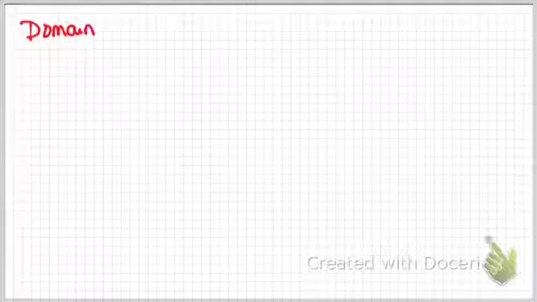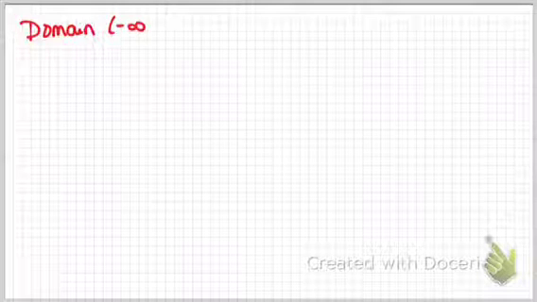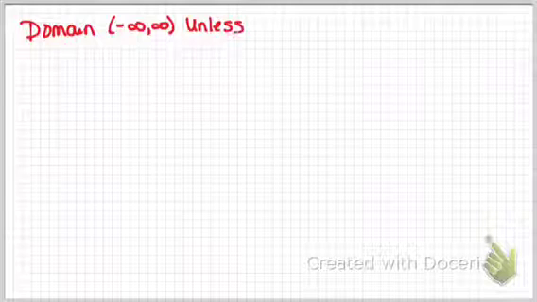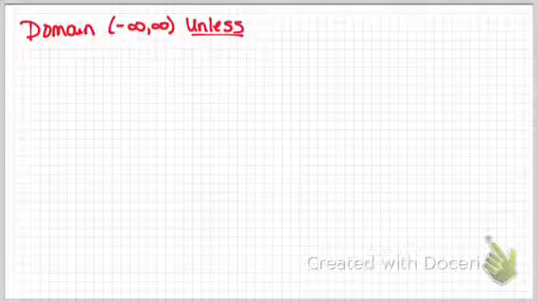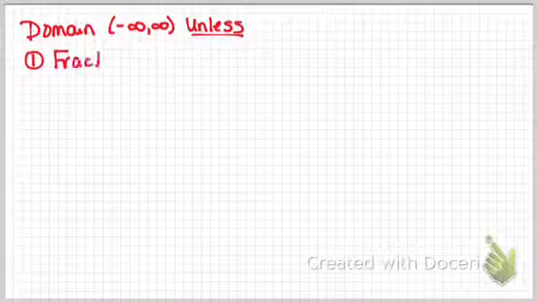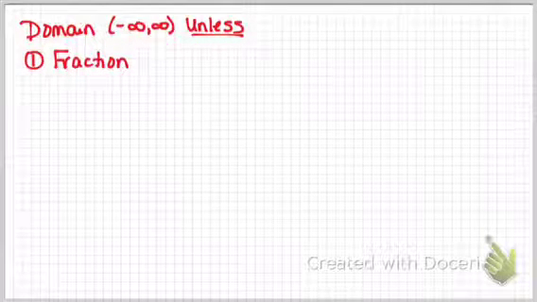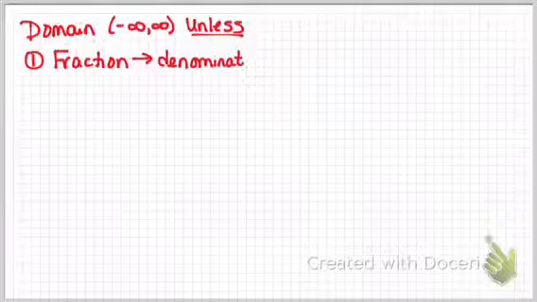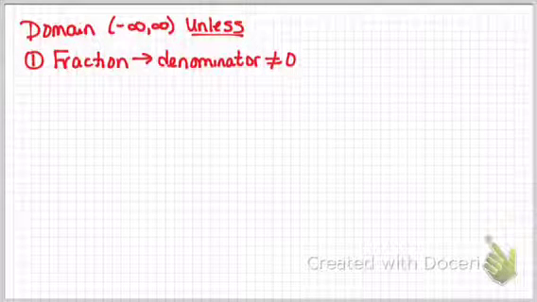So remember, domain is all real numbers unless. And we talked about a couple of restrictions, but the first one it talks about is if it's a fraction. Remember, if it's a fraction, its denominator cannot equal 0. And then we write out our domain from there.